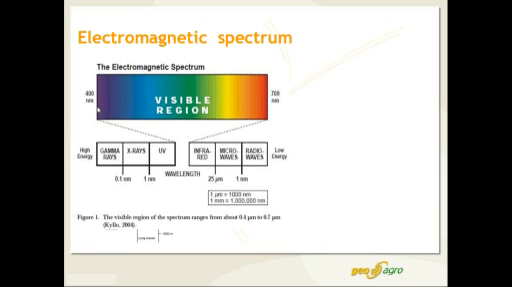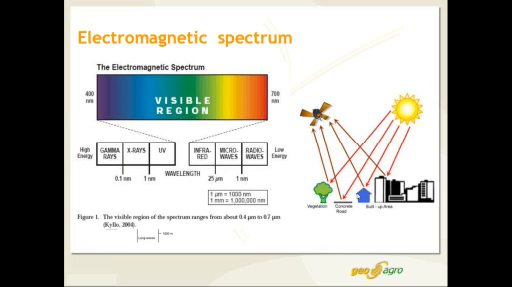So different objects will reflect light in different ways, which is why we use satellites to recognize different types of objects. And we call this optical remote sensing because basically it's based on the optical features that are related with the reflectance of the different wavelengths that compose light.